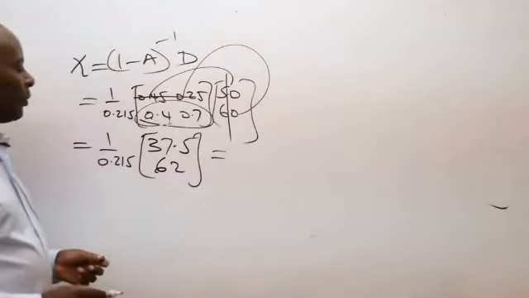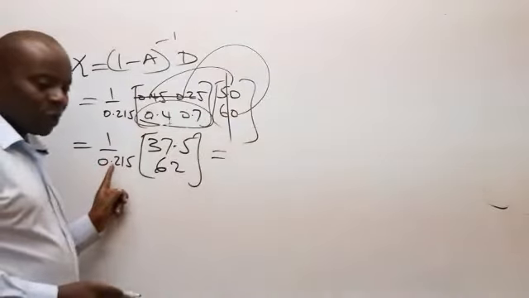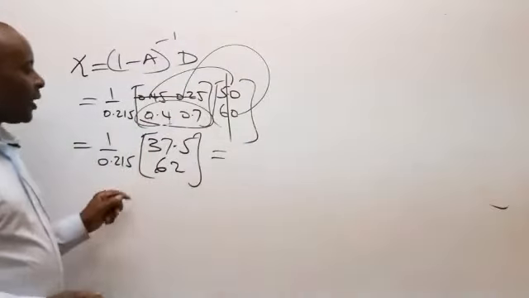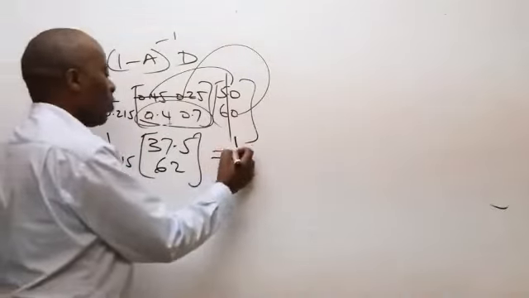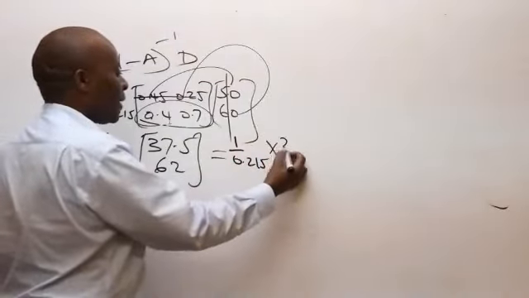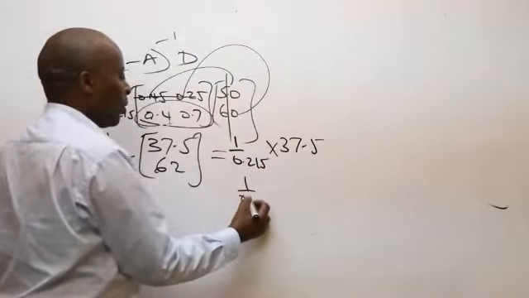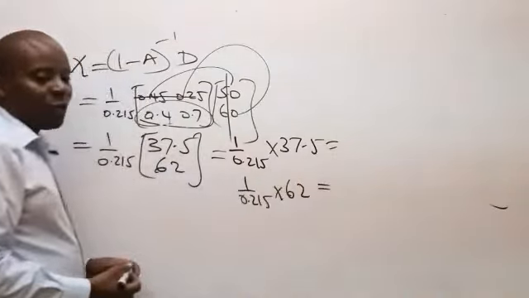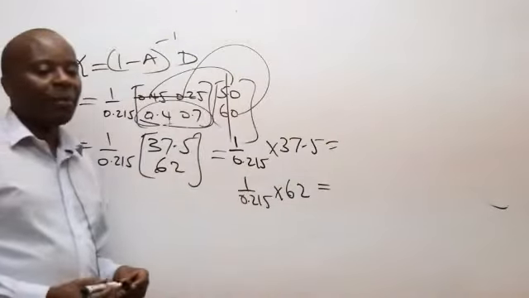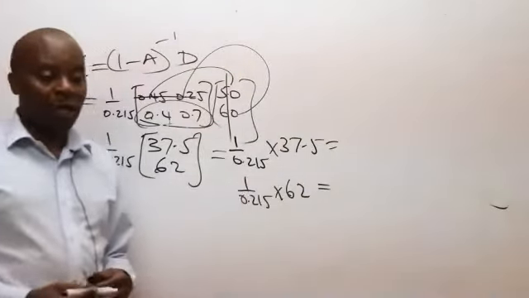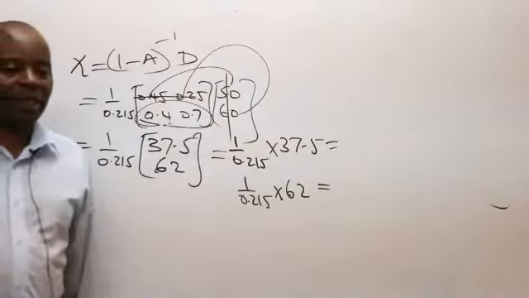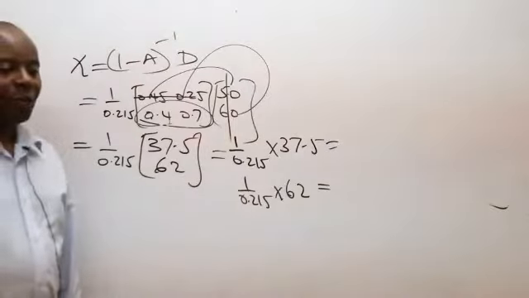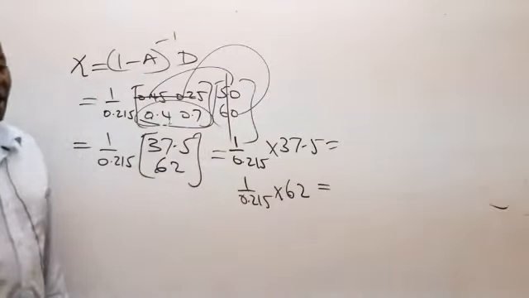After that, I know the next thing will be for me to distribute the scalar. The scalar is very easy. You simply take 1 over 0.215 times 37.5, and 1 over 0.215 times 62. You get the two values into decimal places. Could you kindly help us: what do we have here into decimal places?